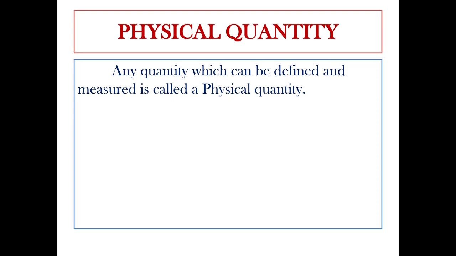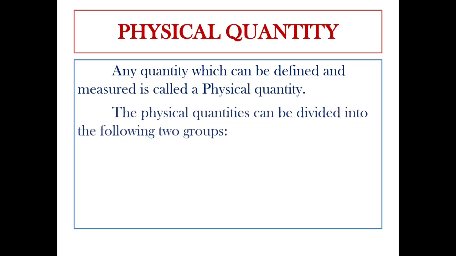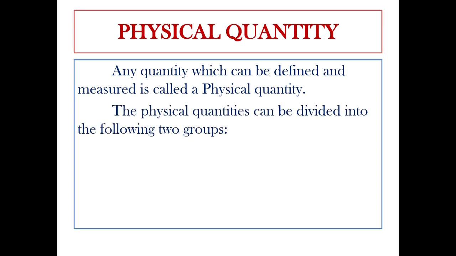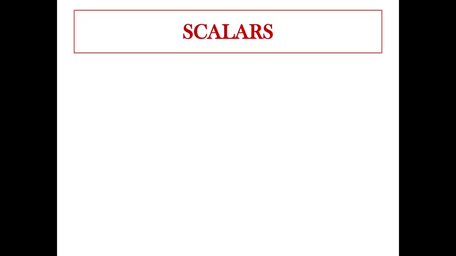Any quantity which we can define and measure can be termed as a physical quantity. The physical quantities can be classified into two groups as scalar quantities and vector quantities. Okay, let's see what are scalars.